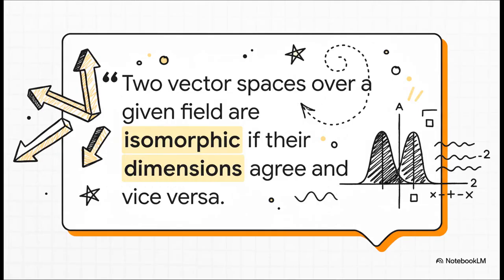And that leads to this truly profound result. Any 2 vector spaces that are built over the same field of scalars and have the same dimension are structurally identical. They're isomorphic. So what does that mean? It means a 3-dimensional space of polynomials is, from an algebraic point of view, completely indistinguishable from the 3-dimensional space of arrows we live in. They're just different costumes for the exact same underlying mathematical structure.